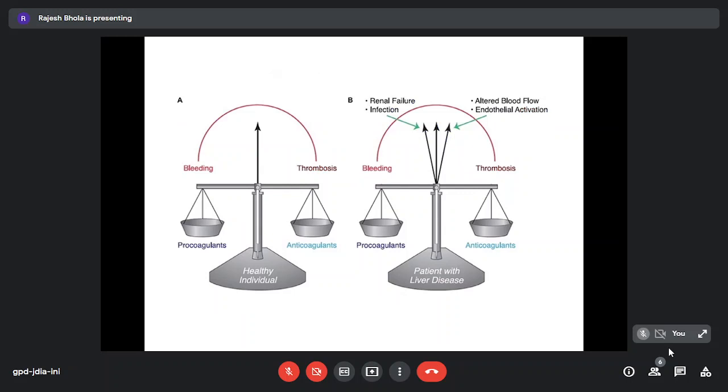To better understand, it is just like a weighing balance. In a healthy individual, there are procoagulants and anticoagulants, and they are balanced, so no bleeding or thrombosis happens in vivo in a normal state. But whenever there is an increase in procoagulants, it will cause thrombosis. Or whenever there is a reduction in anticoagulants, it will cause thrombosis. Reduction in procoagulants can lead to a bleeding manifestation. The same way, if you look into liver disease, again the balance is the same. It is a balance between procoagulant and anticoagulant, and it is very well balanced. And this balance gets distorted by the appearance of renal failure, infection, altered blood flow, endothelial activation, etc.